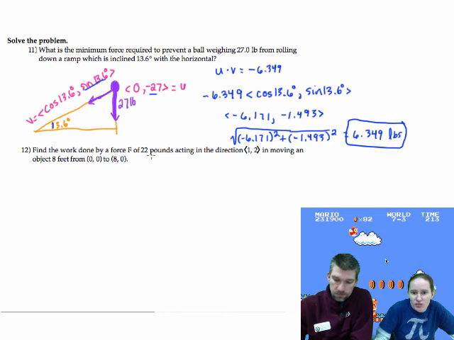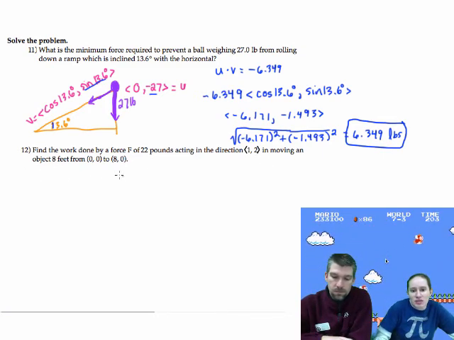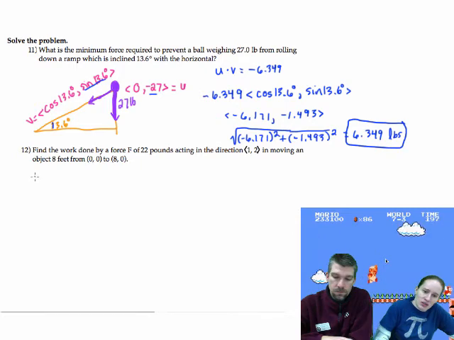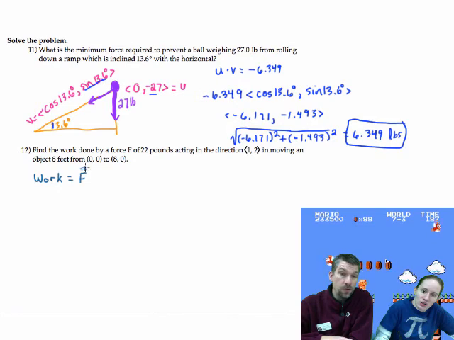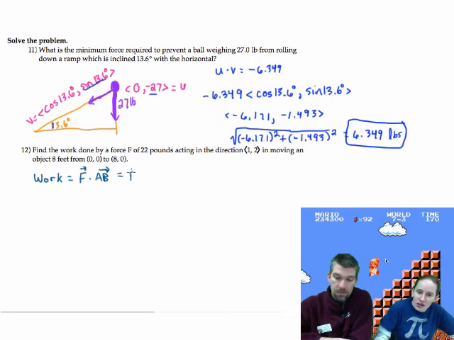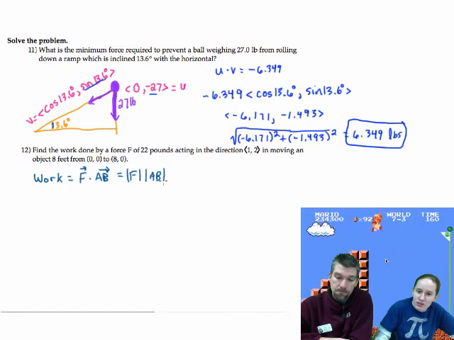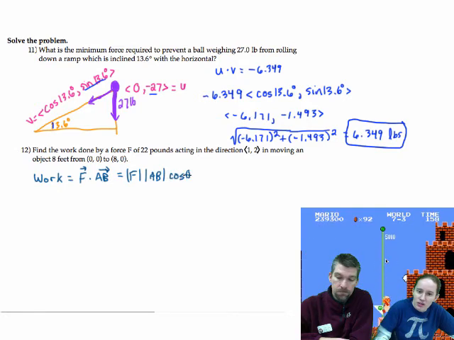So next, number 12. We have a force of 22 pounds acting in the direction of 1, 2, moving an object 8 feet from 0, 0 to 8, 0. There's two formulas for work. You could use either one. They both do the same thing. It just depends on what you want to find, because some of it is given to us and some of it we'd have to work to figure out.